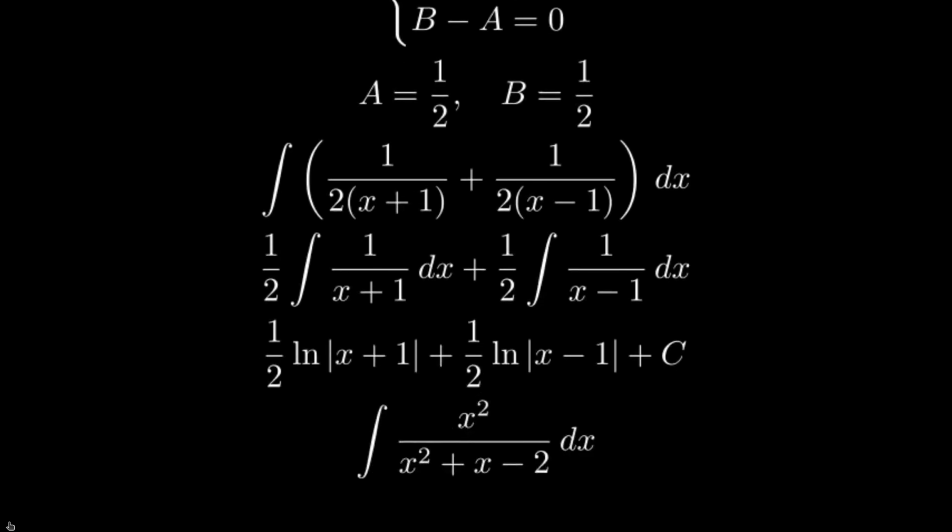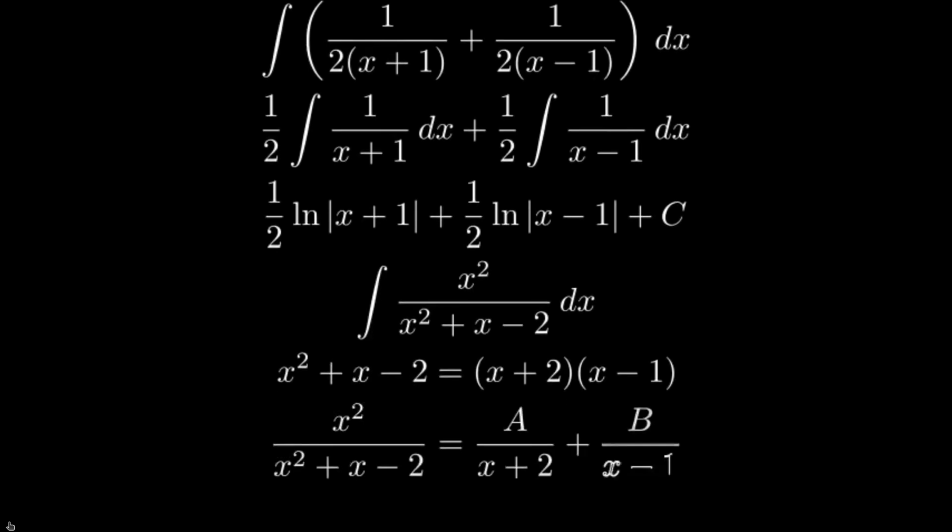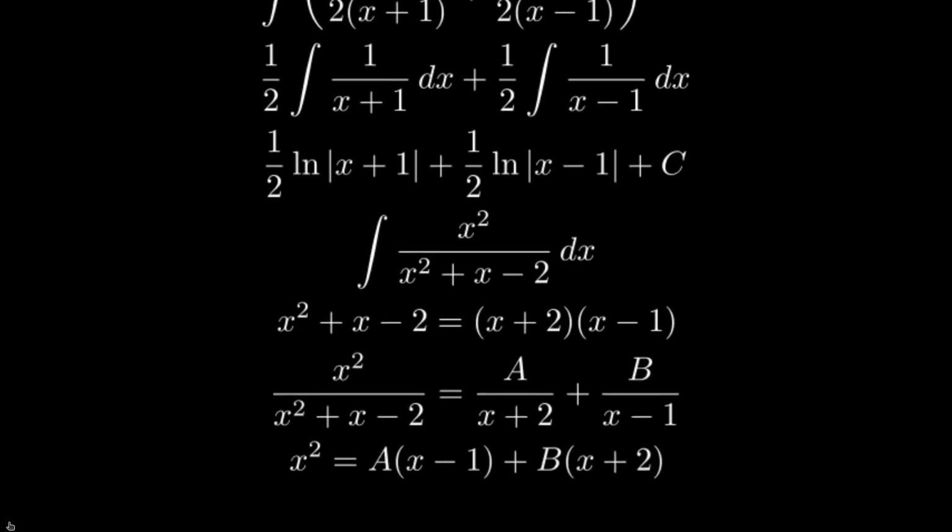Consider the integral of x squared over (x squared plus x minus 2) dx. First, we need to factor the denominator. x squared plus x minus 2 factors as (x plus 2) times (x minus 1). Our partial fraction decomposition will be a over x plus 2 plus b over x minus 1. Multiplying both sides by the denominator, x squared equals a times (x minus 1) plus b times (x plus 2).